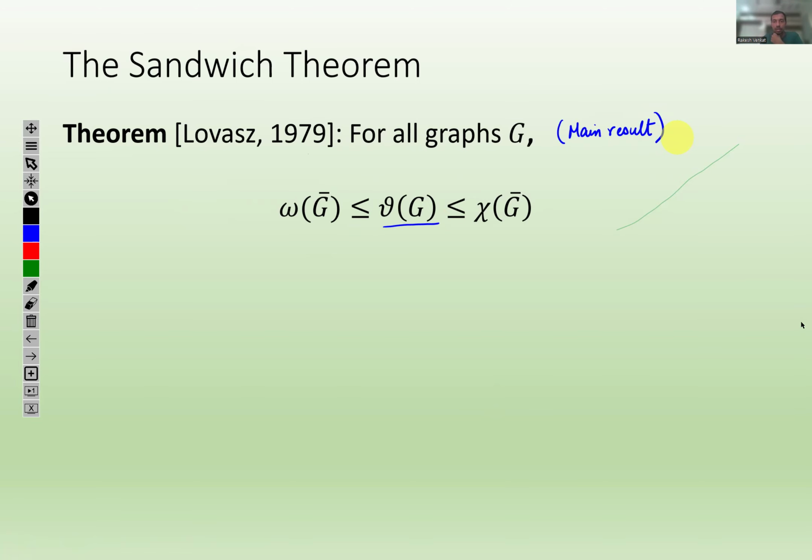Okay, so is this clear? What we are trying to show today is that this theta function, which is a function defined on a graph G based on a certain geometric representation, is actually sandwiched between two very well-known structural properties of the graph, the clique number and the chromatic number, but of its complement.